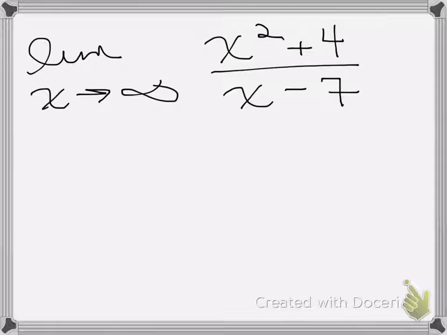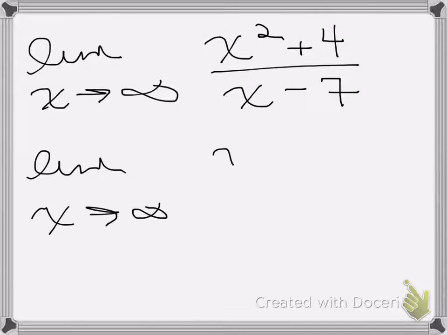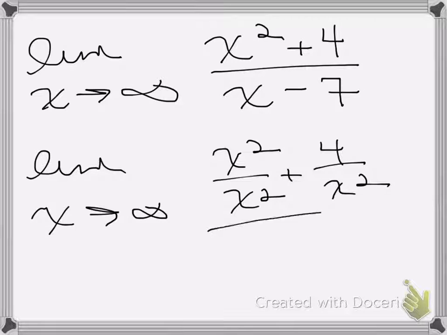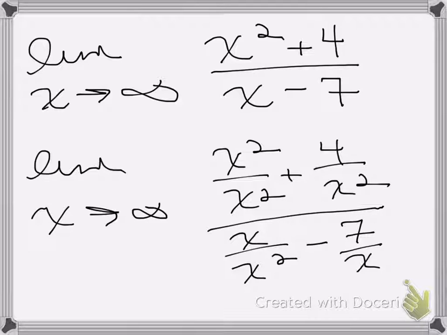Alright, let's say this is our example, and I want to figure out what happens if I plug in infinity for x. So I end up having infinity over infinity again, only it's like infinity squared over infinity, which doesn't mean a whole lot to me. So let's do our algebraic manipulation once more. So remember, we're going to divide by the highest power of x, and in this case it is x squared. So I'm dividing my first term by x squared, plus my second term by x squared, and then all over x squared minus 7 over x squared.